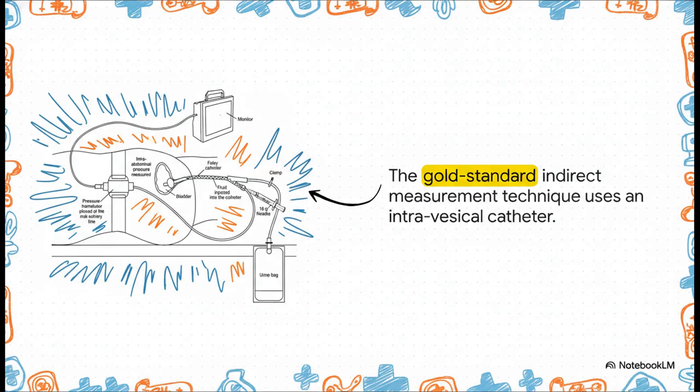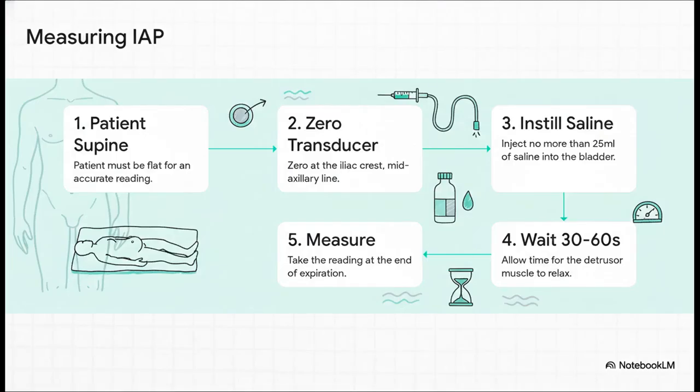And the gold standard indirect method, the one you absolutely need to know for your exam, is via an intravesical or Foley catheter. For your practical exams or OSCEs, these 5 steps are pure gold. Listen up. 1. The patient has to be supine. 2. You zero the transducer at the iliac crest, right in the mid-axillary line. 3. You instill no more than 25 mL of saline into the bladder. 4. You wait 30 to 60 seconds to let that detrusor muscle relax. And 5. You take your reading at end expiration.